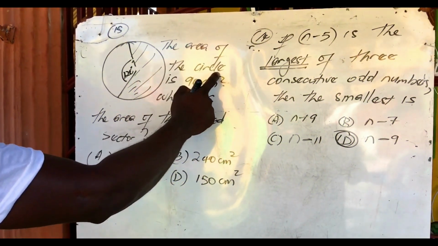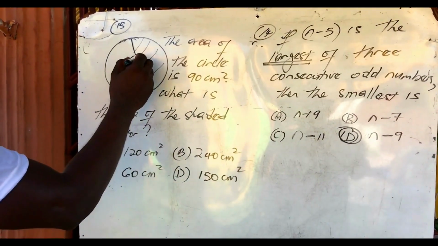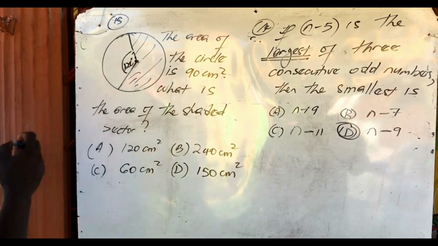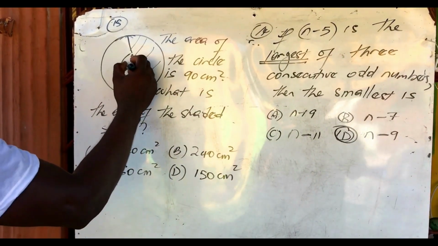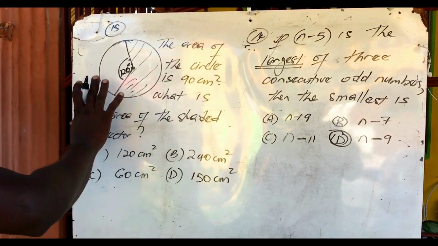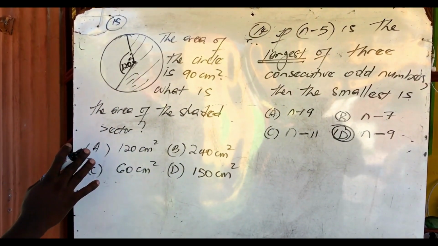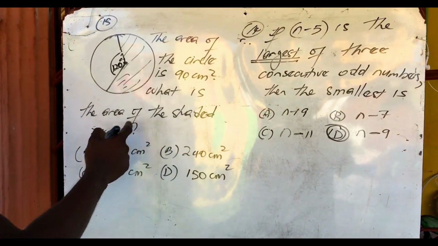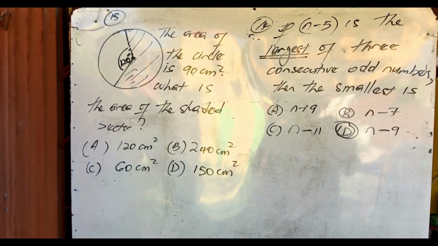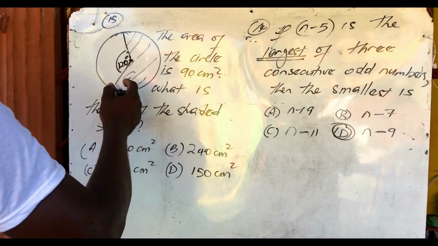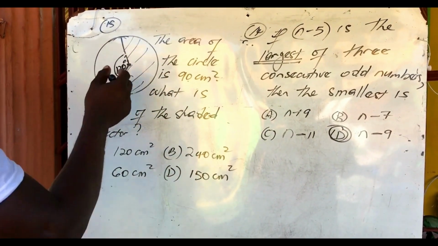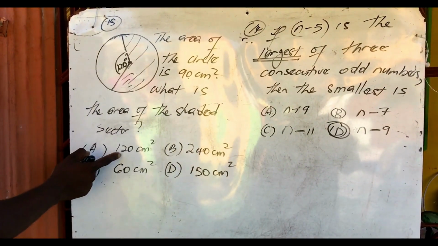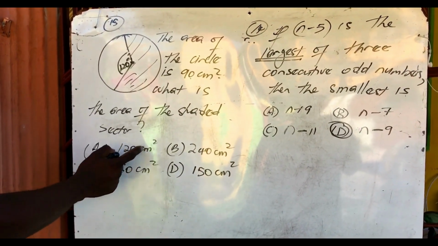The area of the circle is 90 square centimeters. So this is representative of the circle with the center right here. And so the area, which is the surface that is covered, is actually 90 square centimeters. What is the area of the shaded sector? So it follows that the entire thing is really 90 square centimeters. And so here you have 120 as one of your answers.